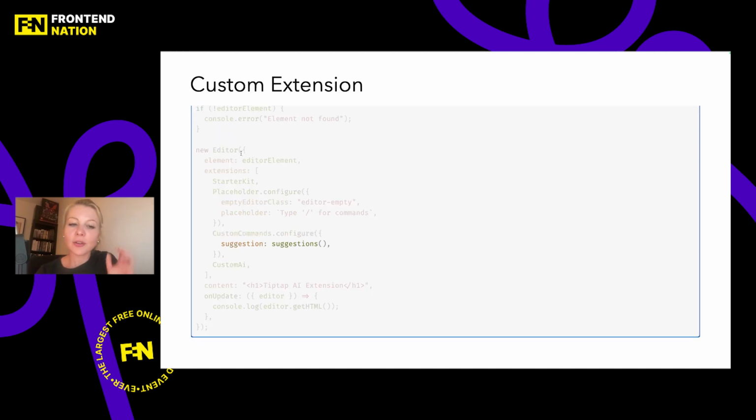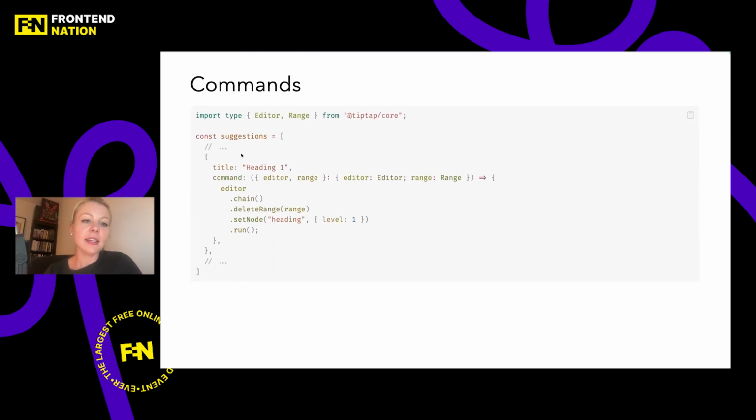Let's have a quick look at the suggestions. The suggestions are an array of elements which include the title, for example, the heading 1, and then a command. And you can see that the command gets the editor and the range. Both are coming from the core of Tiptap.